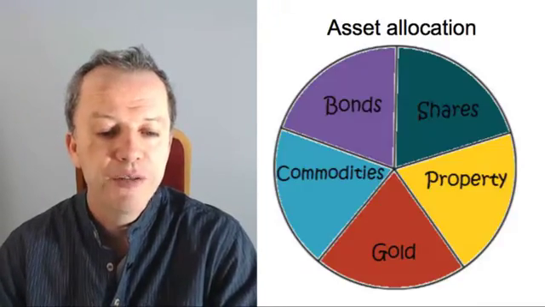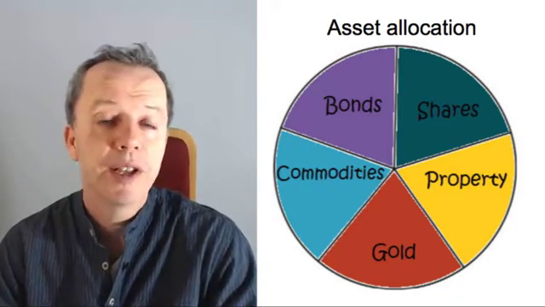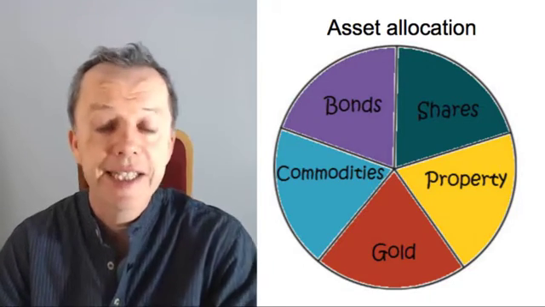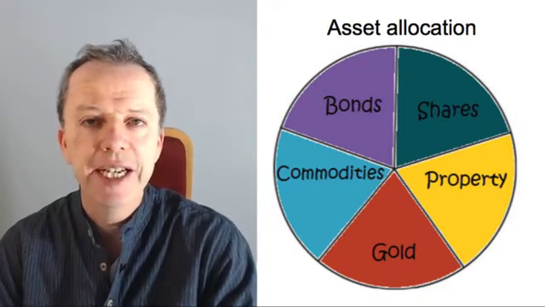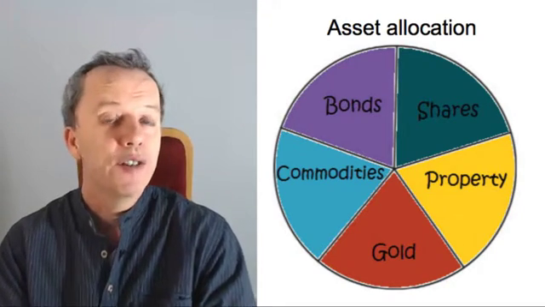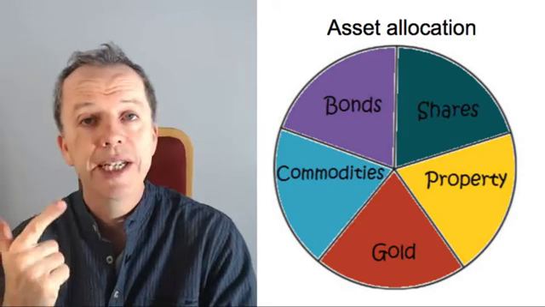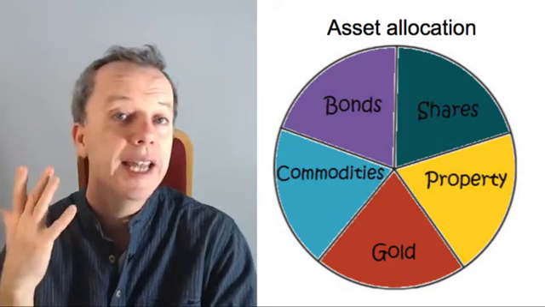What I like to do is to divide my investment pot into different slices and decide whether I want to be in or out of the asset class, because I'm only really interested in being invested in an asset class if it's going up in price. Now, there are 5 different asset classes that I like to look at. There's shares, there's property, there's gold, there's commodities, and there's bonds.